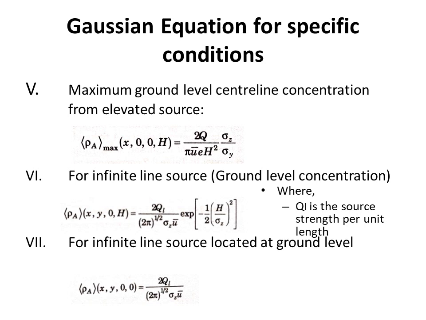So, rho A of (x, y, 0, 0) is equal to 2QL by (2 pi)^(1/2) into sigma z into u bar.